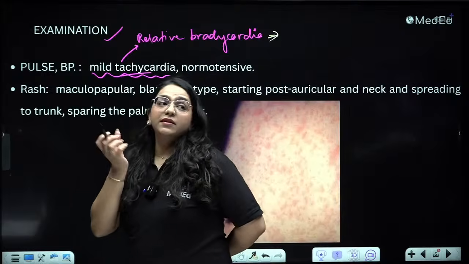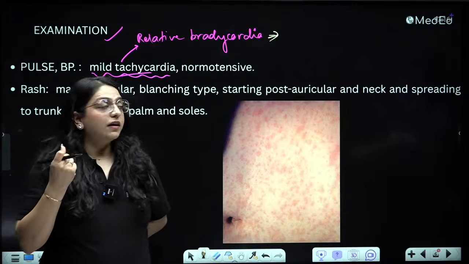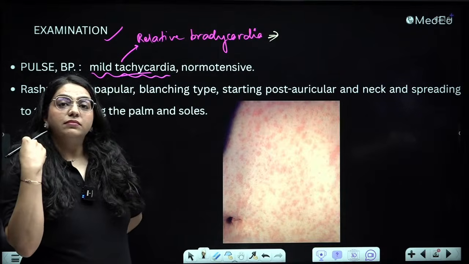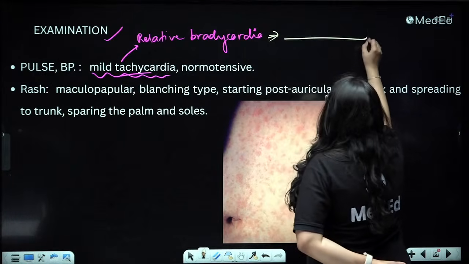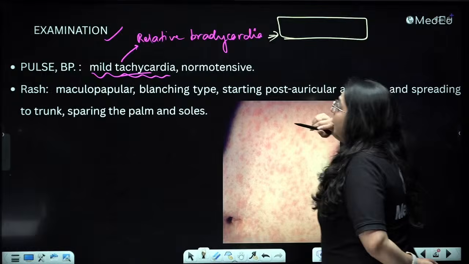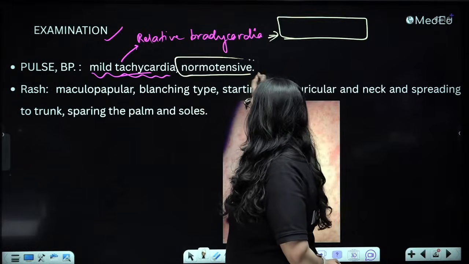Can you mention in the chat what is the DD of a relative bradycardia? What DD do you think I should write here? Then the patient is normotensive. Now this is the most important thing here.